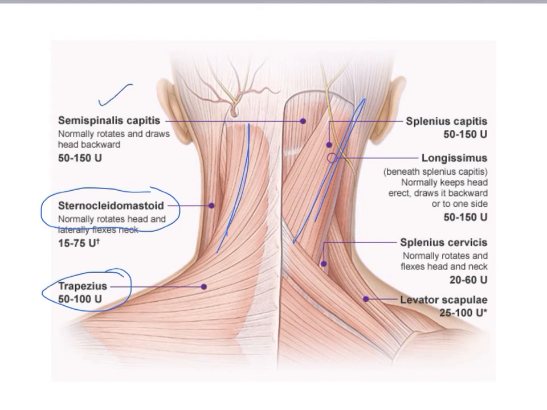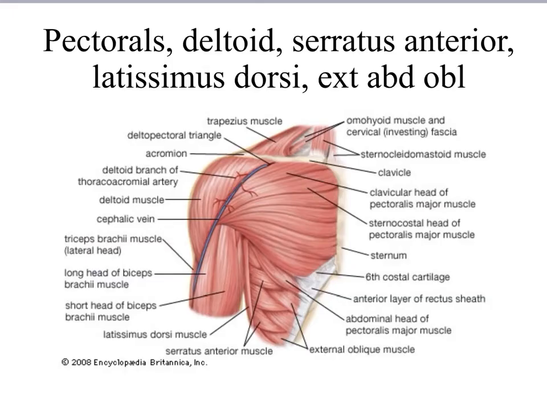Again, these muscles that I'm putting checks, these will not be on your practical. Okay, looking from the front, looking at the chest now, make sure you can localize the pectoral muscles. Make sure you can localize your deltoid muscle. The serratus anterior muscle, you have a serratus anterior and posterior, you need to know both of those.